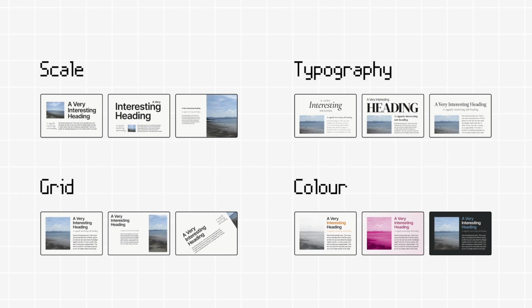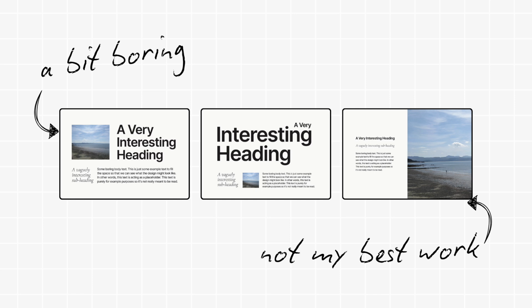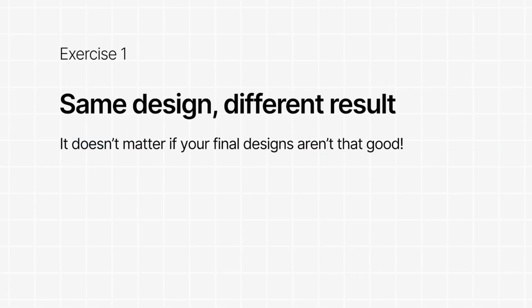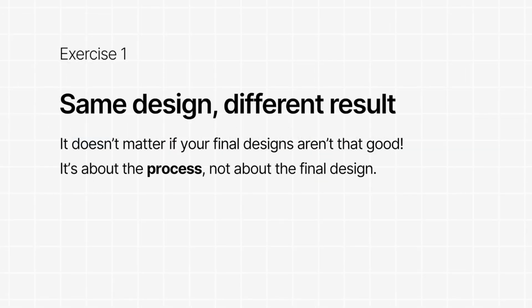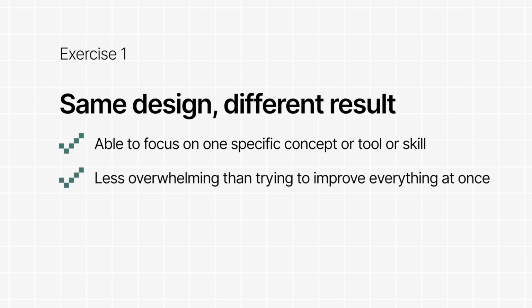And it doesn't really matter if your final designs aren't that good. And the same applies for the rest of these exercises. It's not about creating the most perfect design. These exercises are all about the process. What this particular exercise does is it enables you to focus on one specific concept or tool. When we're designing, we're thinking about so many different things. We've got so much going on in our brains. This exercise helps you forget about all of that and focus on one specific skill. And that's so much less overwhelming for your brain than trying to improve everything at once.